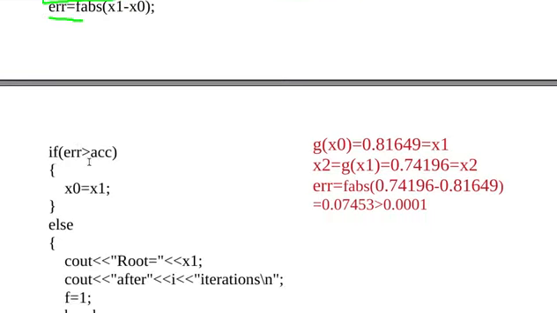Then here I am checking whether this difference is greater than the specified accuracy. That is, say in our program g of x0 produces a value 0.81649, that was the x1, and we are finding out the x2 value, that is g of x1 will be our x2. The x2 we got is 0.71496. Here we are taking fabs of x1 minus x0, that is the difference between the previous value and the current value, that is 0.74196 minus 0.81649. Since it is taking an absolute value, it always produces a positive value.